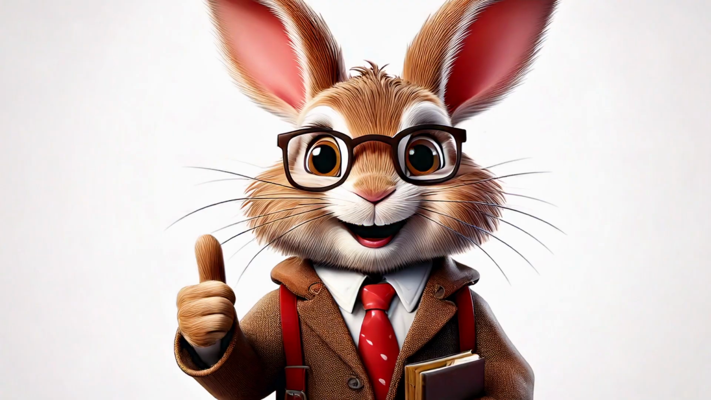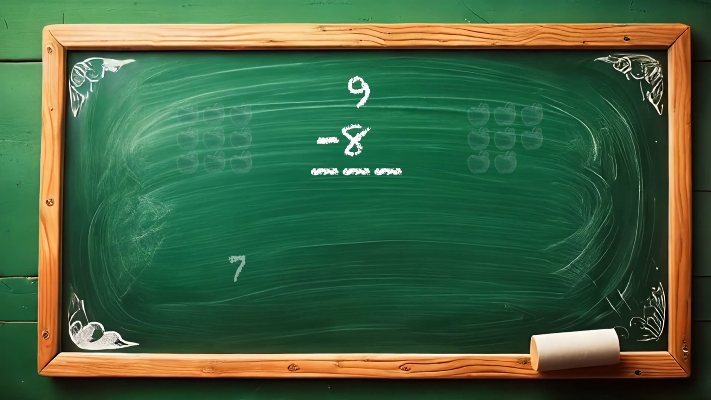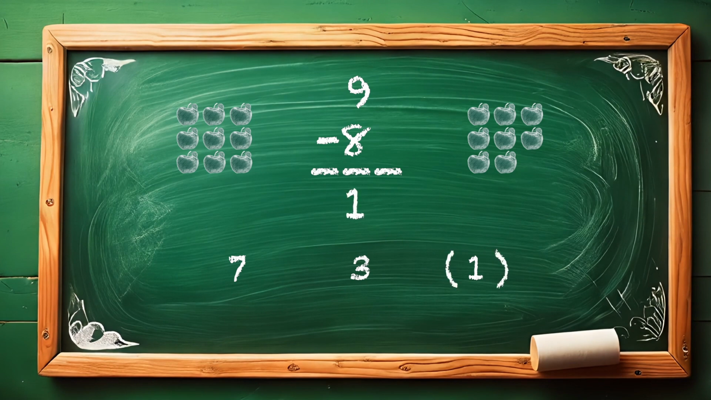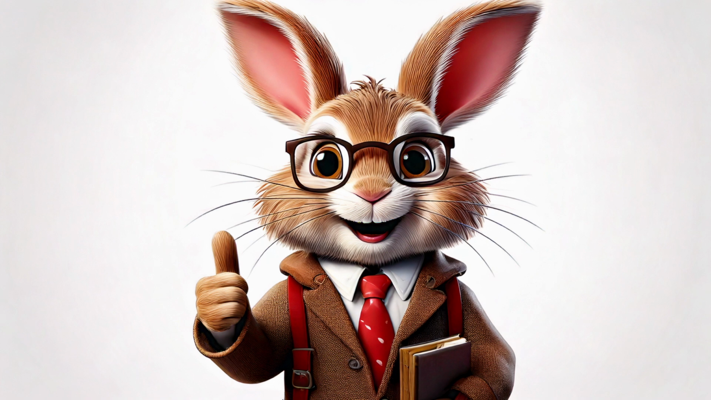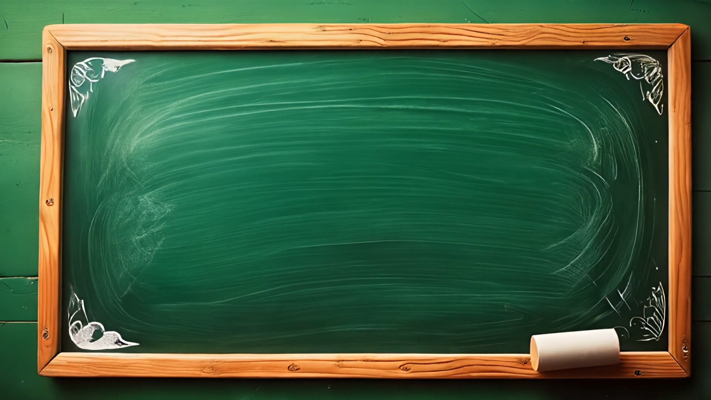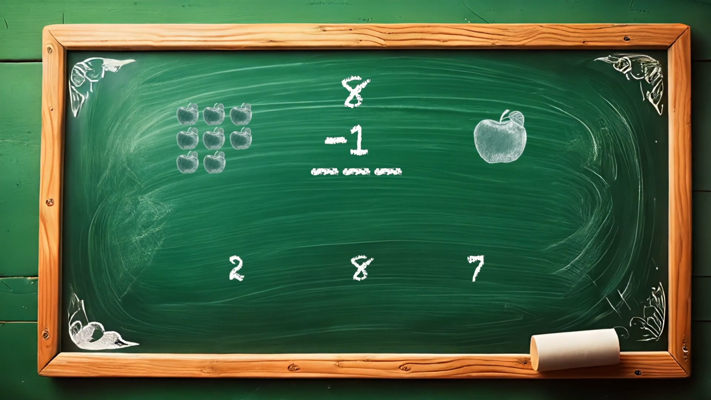If you have 9 apples, you take away 8. Do you have 7 apples, 3 apples, or 1 apple left? 9 minus 8 equals 1. If you have 8 apples and you take away 1, do you have 2 apples, 8 apples, or 7 apples left? 8 minus 1 equals 7.